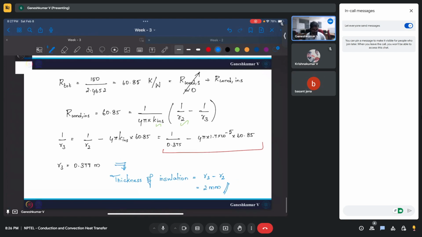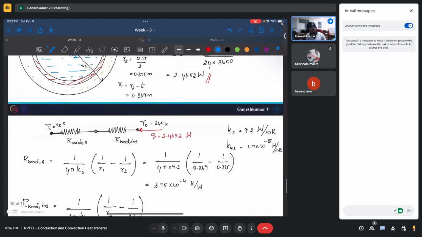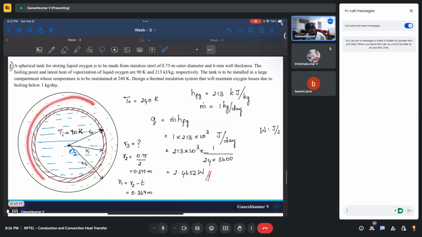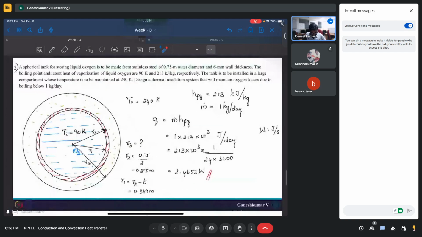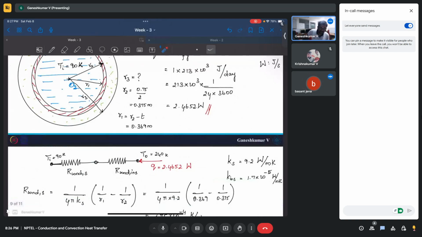So you need to put a 2 mm insulation of a material which has a thermal conductivity of 1.7 into 10 power minus 5, which will make sure you will have only 1 kg of oxygen losing per day. So this is how you solve a spherical and cylindrical geometry. Is this clear?